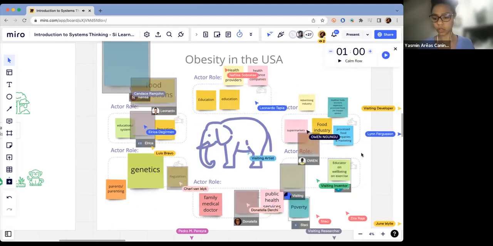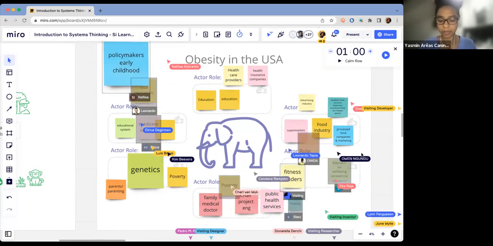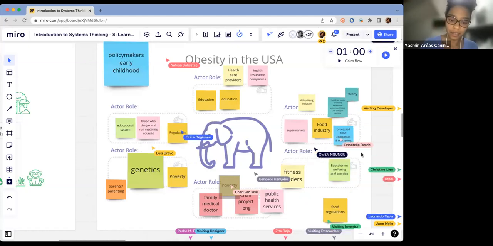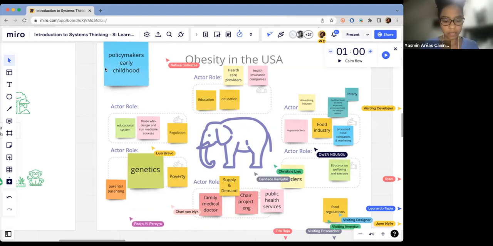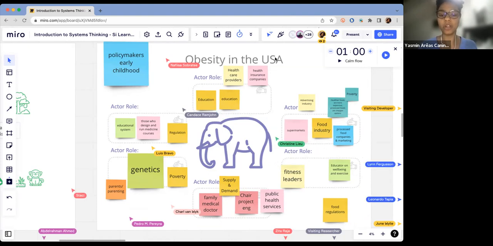Awesome. So let's see some actors here. We have public health services, education, genetics, those who design and run medicine courses, food industry, supermarkets, poverty, food regulations. So I would ask the person that put here, let's say, food industry, to tell me, how do you think this actor, the food industry, would look at this issue of obesity in the US?